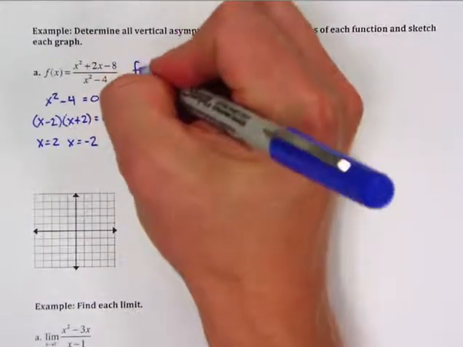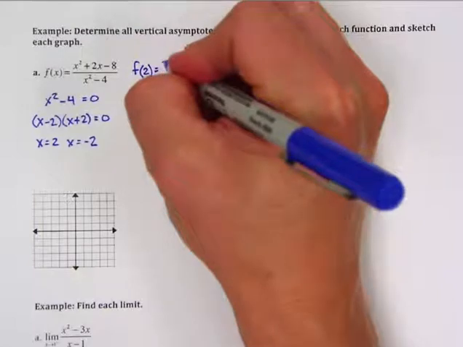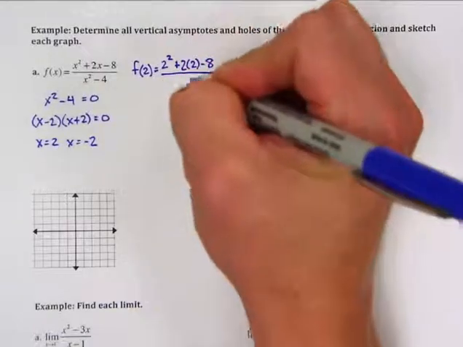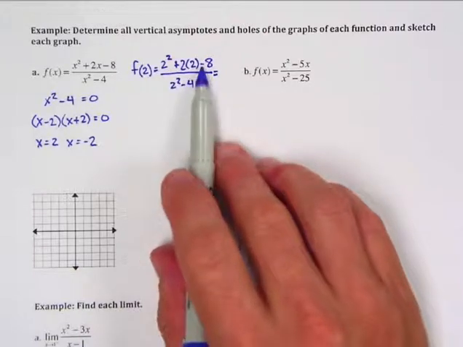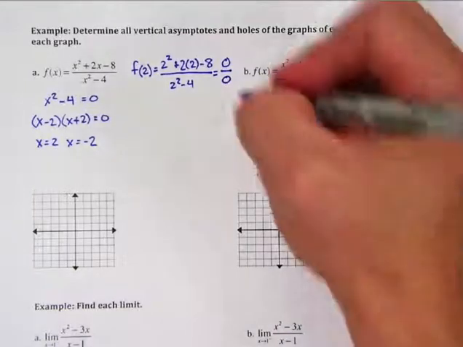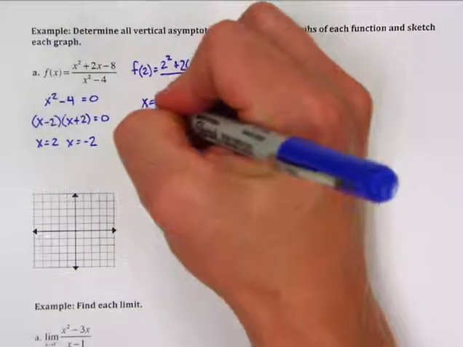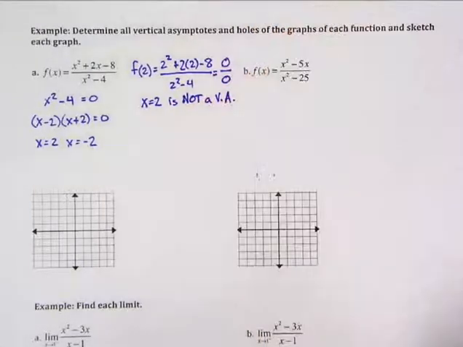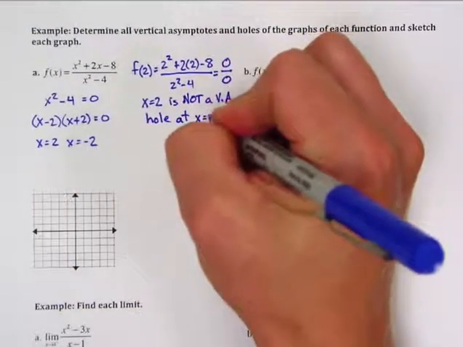And we still plug in our values here. So we want to find f of 2. 2 squared plus 2 times 2 minus 8 over 2 squared minus 4. So here we have 4 plus 4 minus 8. 8 minus 8 is 0. So now we have 0 over 0. Because we have a 0 in the denominator and a 0 in the numerator, x equals 2 is not a vertical asymptote. Instead, we're going to have a hole at x equals 2.